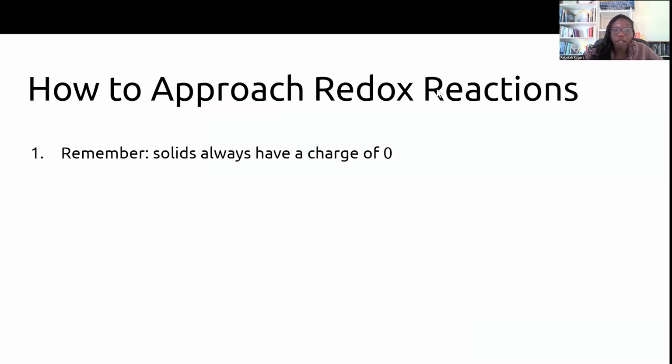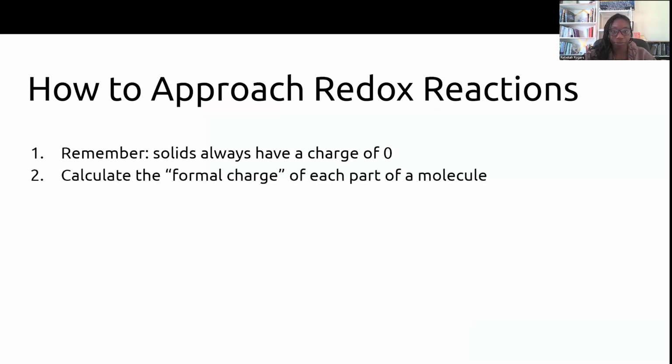First, solids are always going to have a charge of zero. They're never going to be positively or negatively charged unless it's absolutely stated. Solids, where it's denoted by having an (s) in parentheses next to the molecule name, are always going to have a charge of zero.